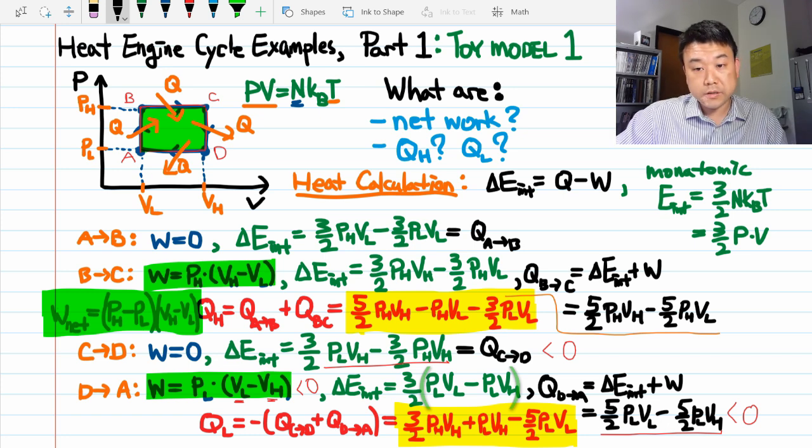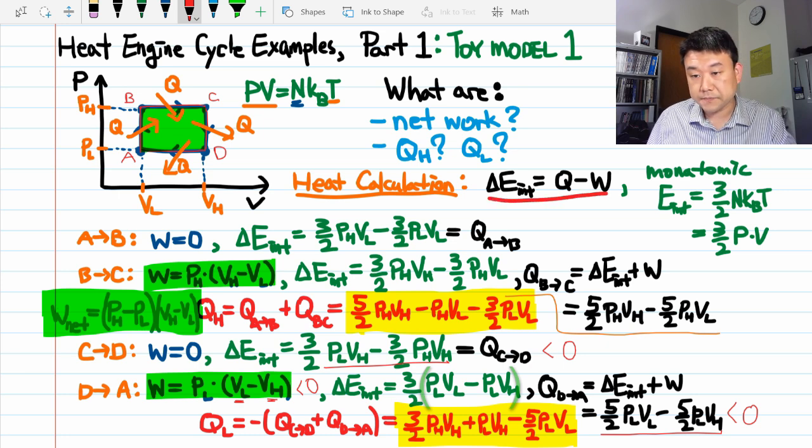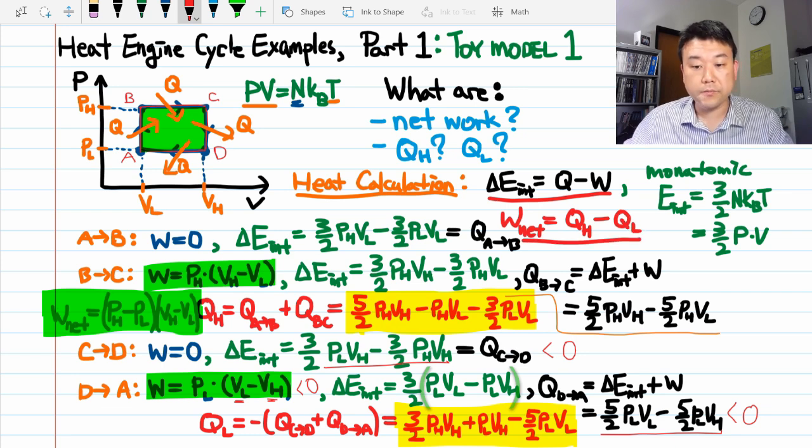So with these results, there are a couple of interesting things you can do. I will leave you to do one of them and I will work out the other in this video. One of them is, based on conservation of energy, that the net work done must be equal to the heat transfer into the system minus the heat transfer out of the system over one cycle. You can show that from the algebraic expressions we have derived. I'll leave that for you.